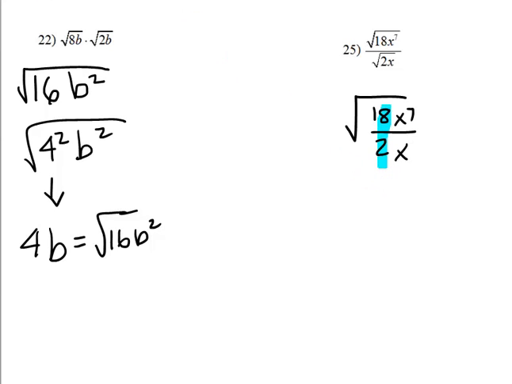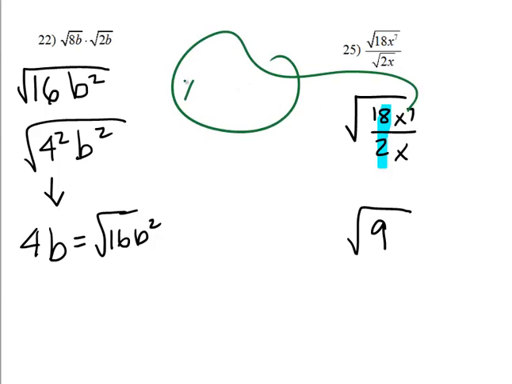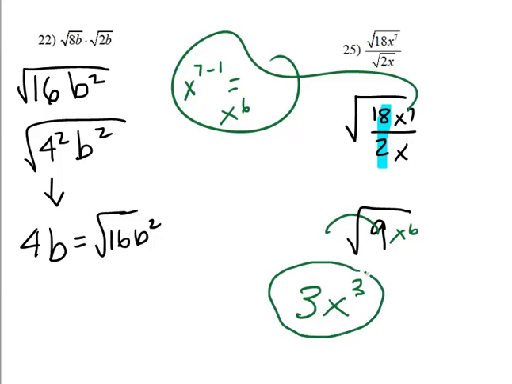2 goes into 18 9 times, and x goes into x to the 7th. If we come out here and think about this separately, that's going to be x to the 7 minus 1 equals x to the 6th. So my next stop is to wonder, what's the square root of 9? Well, that's 3, so 3 can come out. And what's the square root of x to the 6th? Well, 2 goes into 6 3 times, so that's x to the 3rd, the square root of 9 times x to the 6th.